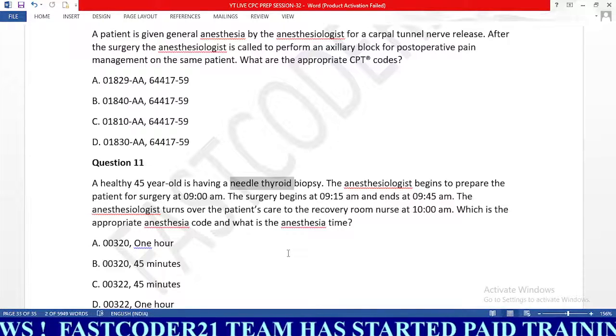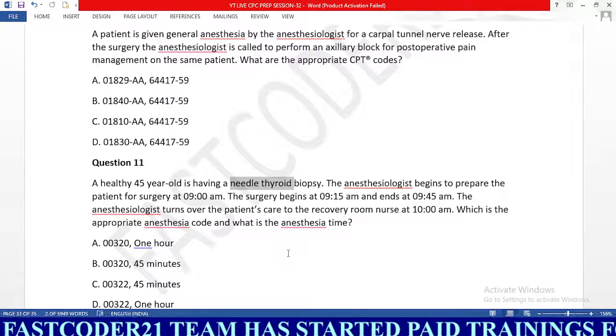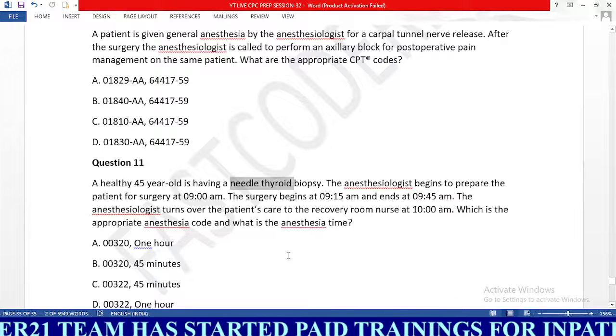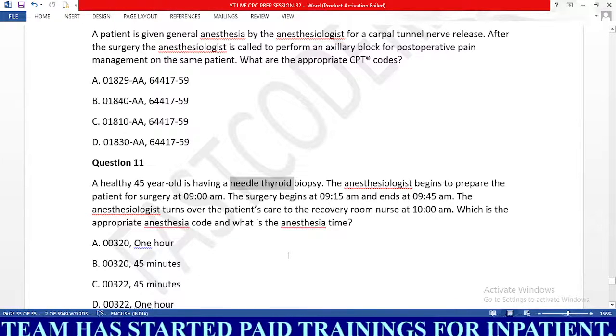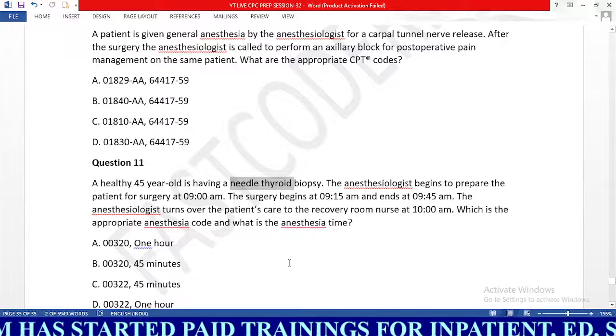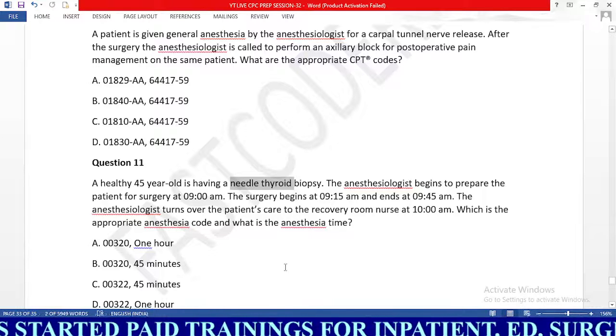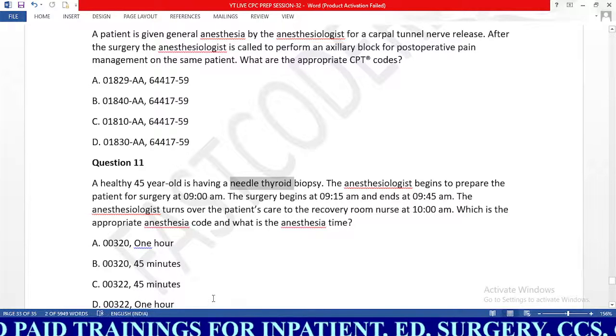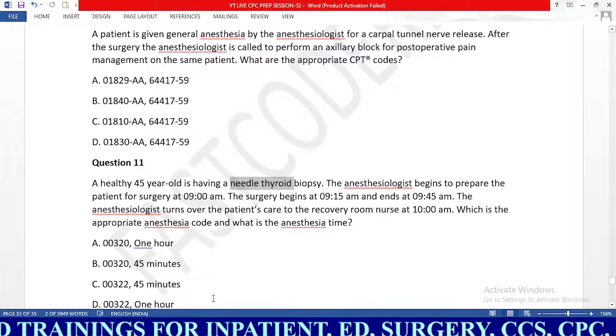So, we will check 00322 also. Our physician performed a needle thyroid biopsy, and 00322 resembles needle biopsy of thyroid. So here our answer is D. Why D? Here we are collecting 1 hour, based on CPT guidelines.